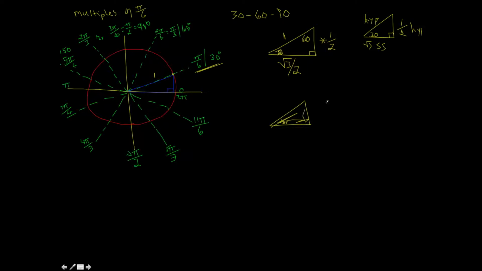Let me redraw that. Here's the difference in pi over 3 and pi over 6. Notice the 60-degree angle is where the 30-degree angle is. So this would actually be our short side, and this would actually be our long side.